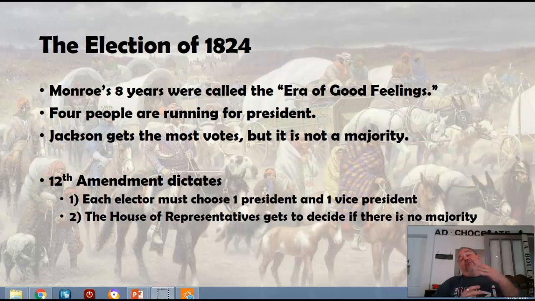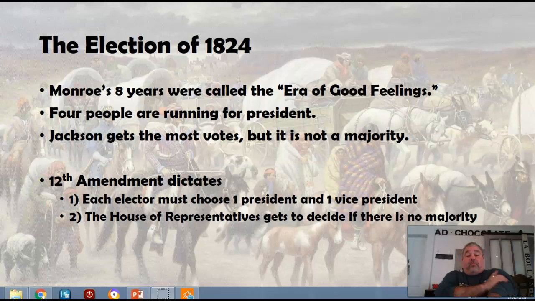At that time, there were 4 people running for president. You had Andrew Jackson. You had John Quincy Adams, the son of John Adams. You also had William Crawford, and you had Henry Clay. We know Henry Clay from being the great compromiser. He fills in several different times, but what he's going to do here more than anything is mess everything up.